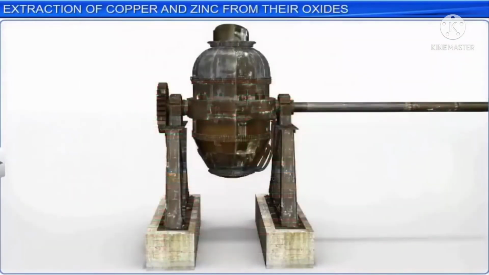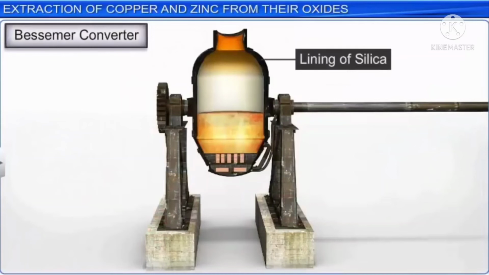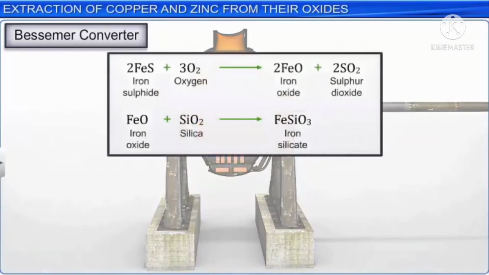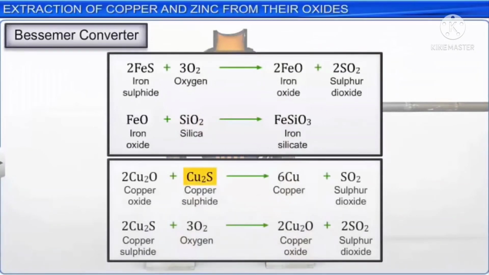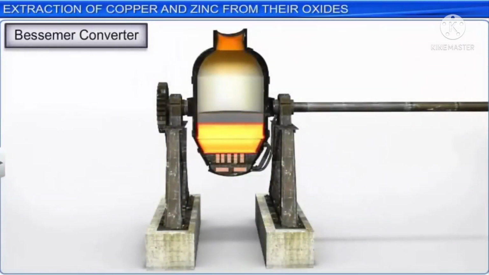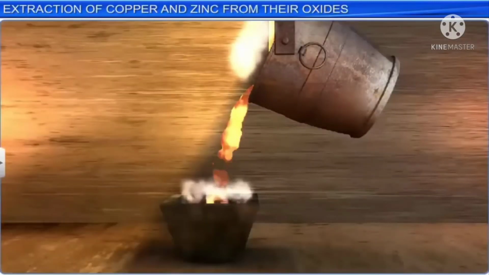The molten matte is now introduced into a converter provided with a lining of silica. A blast of sand and hot air is blown into it. During this process, the remaining iron is removed in the form of slag, while copper sulfide is reduced to metallic copper. The metallic copper then melts and sinks to the bottom of the converter. This molten copper is poured into molds.